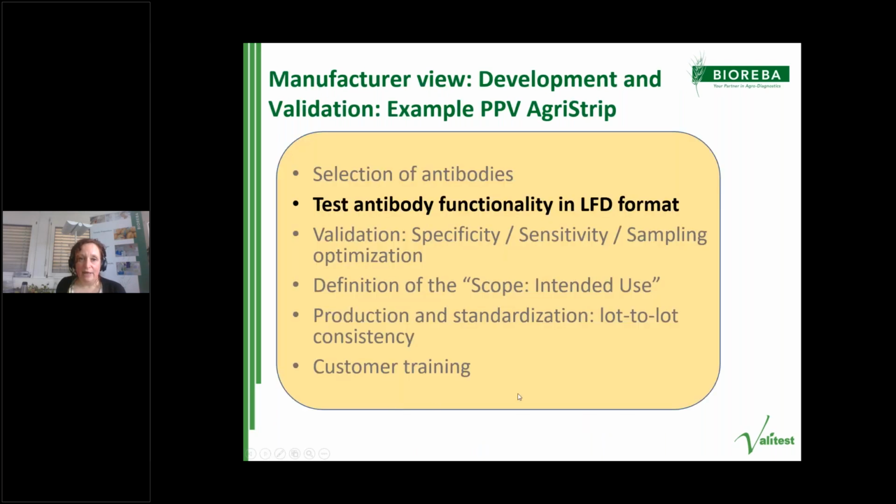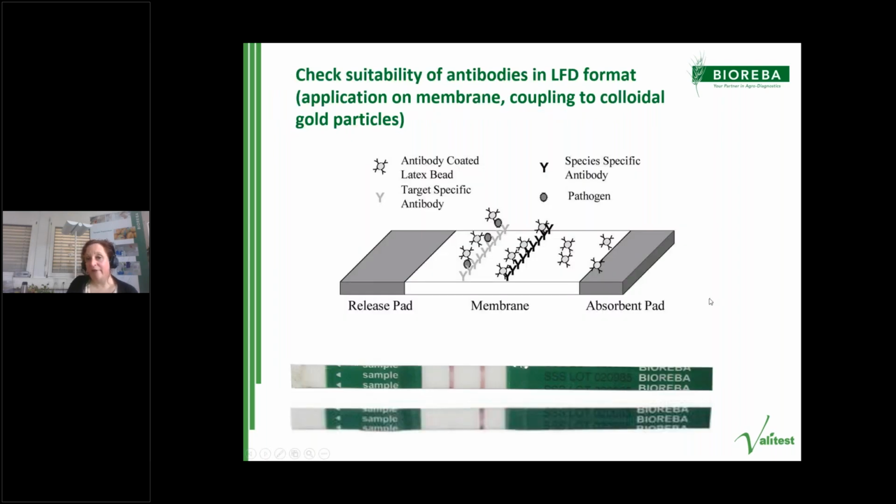As a second test, we were checking if these antibodies were functional in lateral flow device format. And this is not obligatory the case. Sometimes we have very nice antibodies that work nicely in ELISA, that are perfectly specific and have a high sensitivity, but then they don't work in lateral flow format. And to understand this a little bit, I would like to show you how a lateral flow test is working.